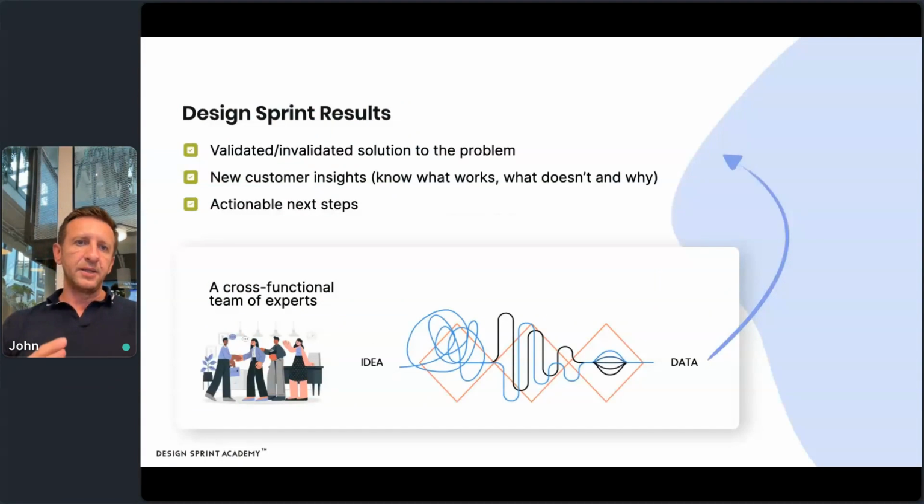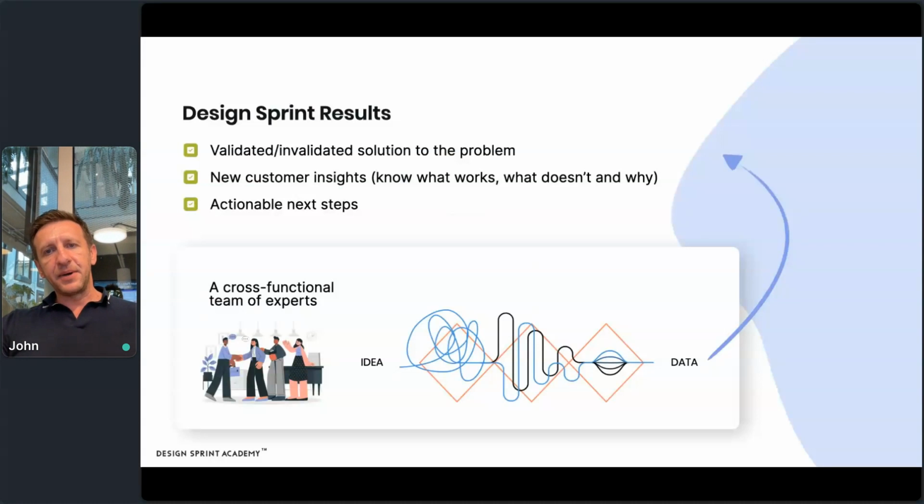So that's kind of what the process looks like, and what you can expect at the end of it is to validate or invalidate your solution to the problem. You'll also get new customer insights. You'll see what's working, what's not, why it doesn't work, and most importantly, you're going to learn a lot and have a lot of actionable next steps. So I think that was the quickest run through the design sprint. You can take it slower. I think good. That was the easy part.